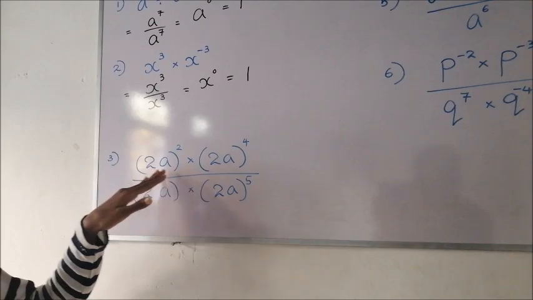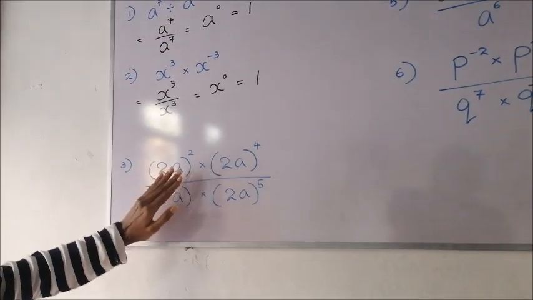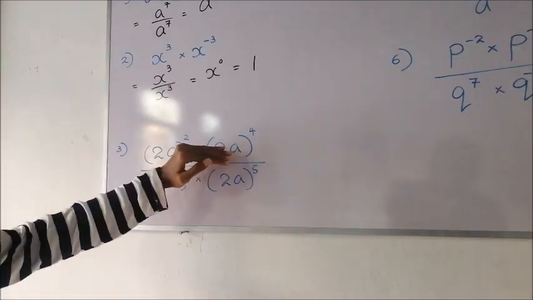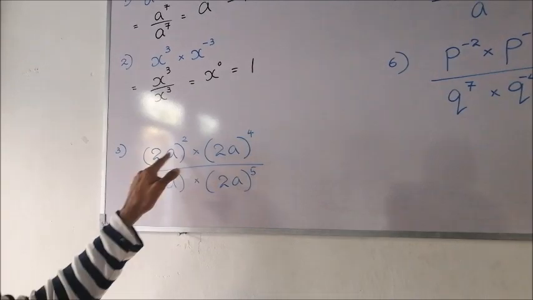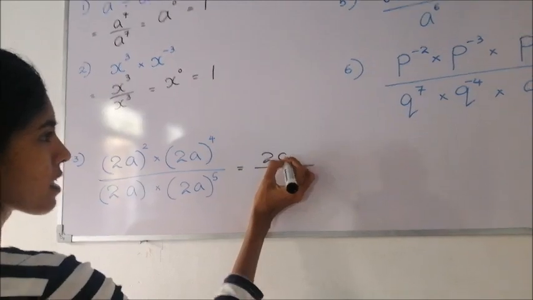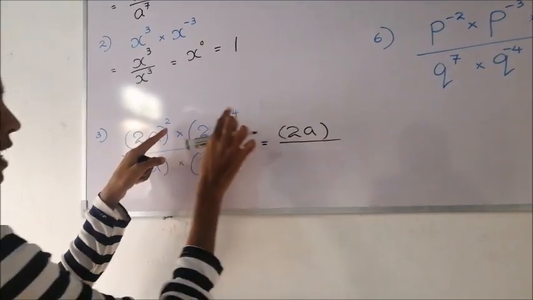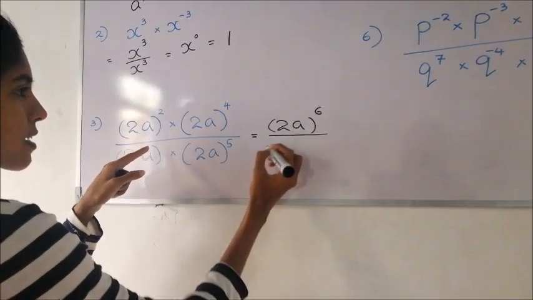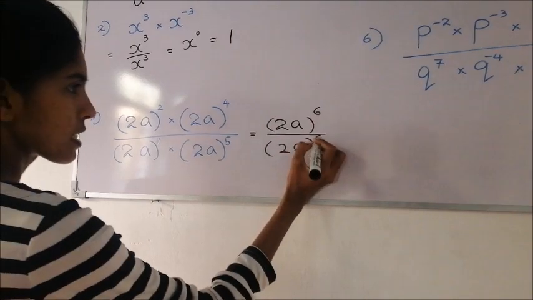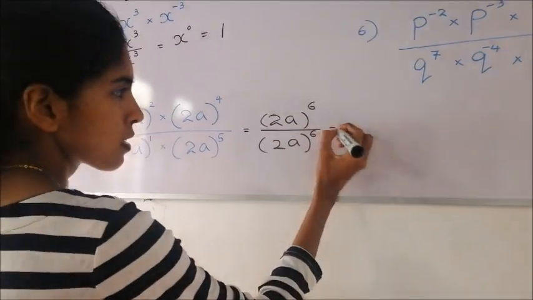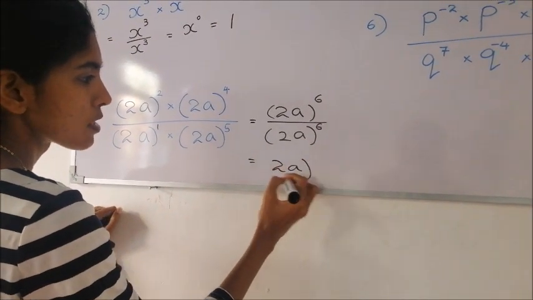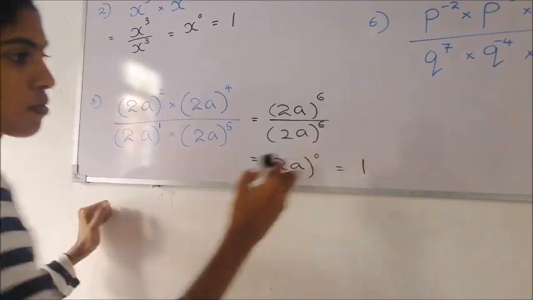Third question. See, all the bases are the same here, right? 2a, 2a, 2a, but the bases are within brackets. And look at the powers here, no negatives. That means we can add the indices because these are multiplied. For the numerator and denominator, we can write answers like this. Same base, so we can add the indices. 4 plus 2 is 6. From down also, same bases, so we can add the indices, 6. Now in division we can subtract the indices. So 2a to the power 0. 1 is the answer.